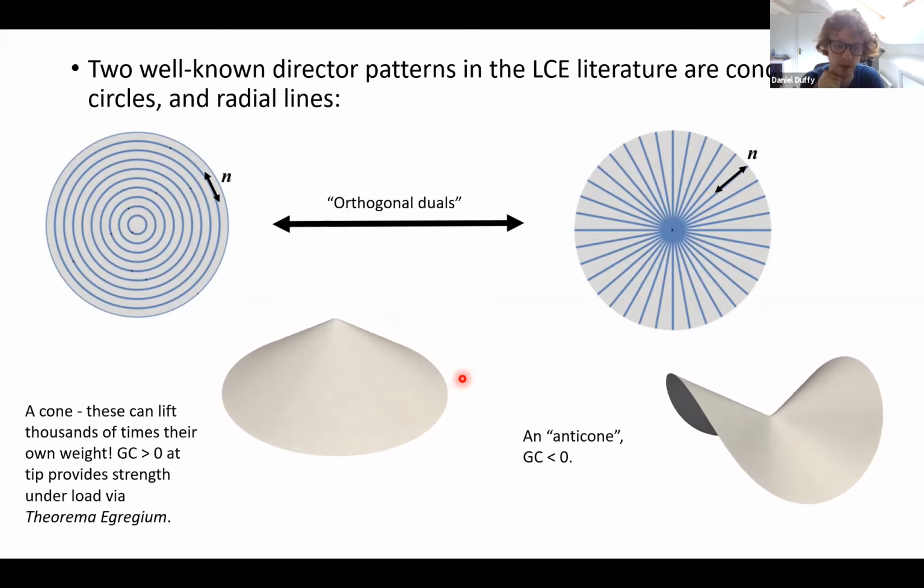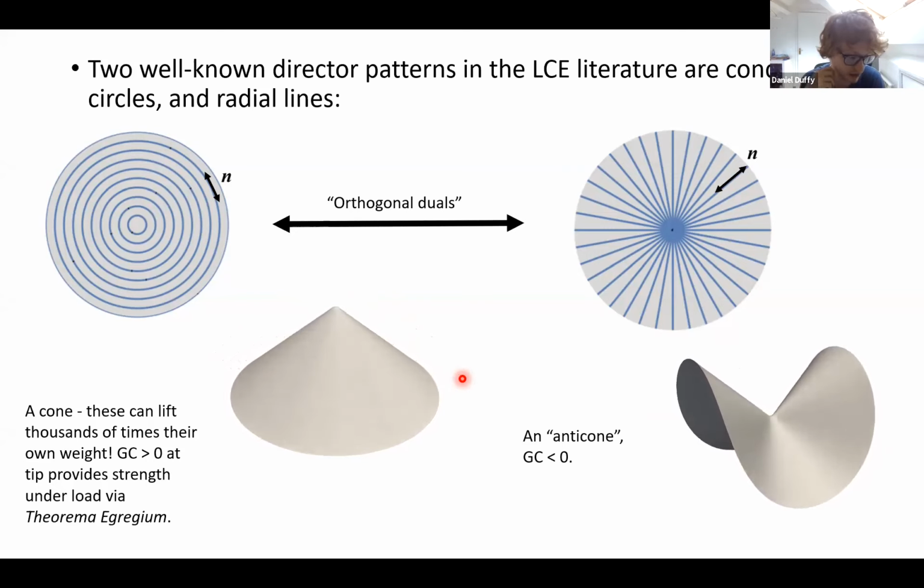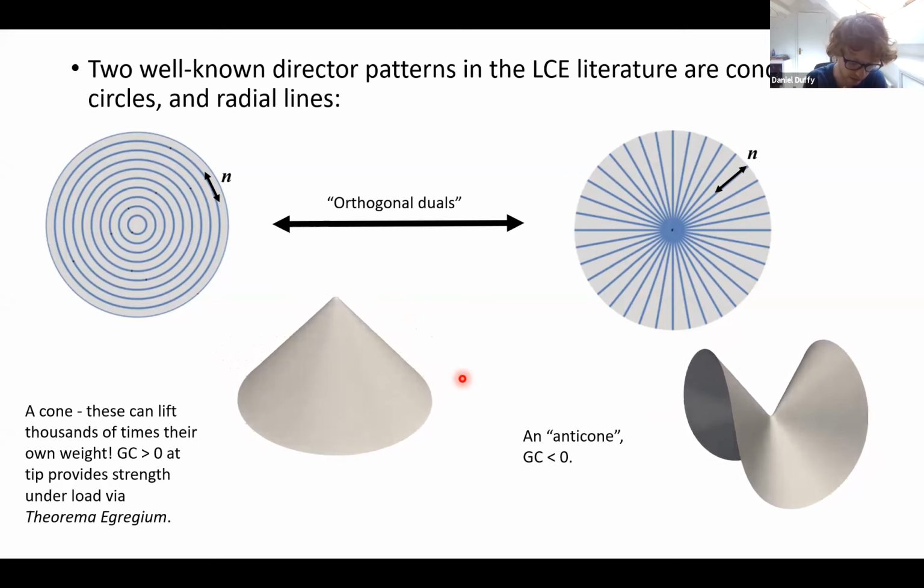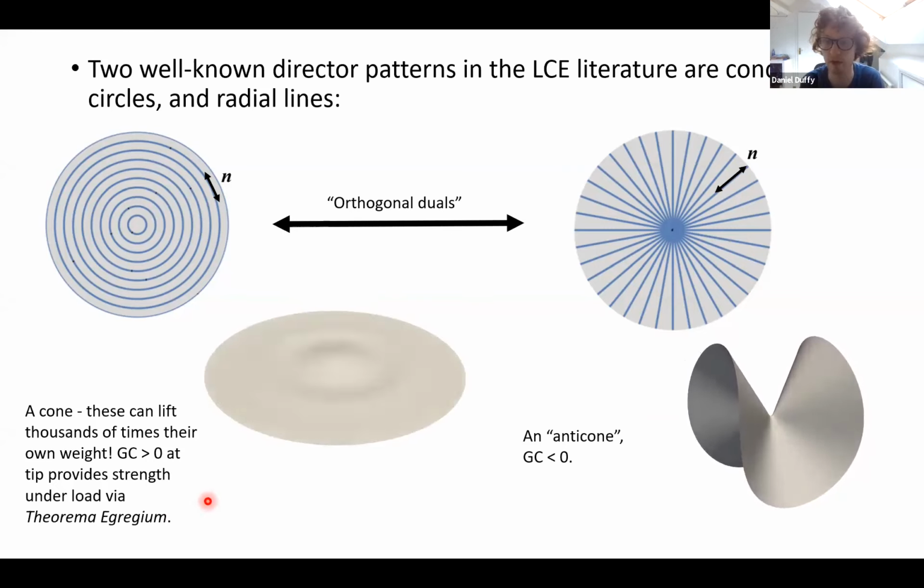They're extremely strong, and that's because the fact they have Gauss curvature means they're not isometric to a plane, so they can't be flattened without stretch. I mean, that link between Gauss curvature and stretch is via the Theorema Egregium from Gauss.